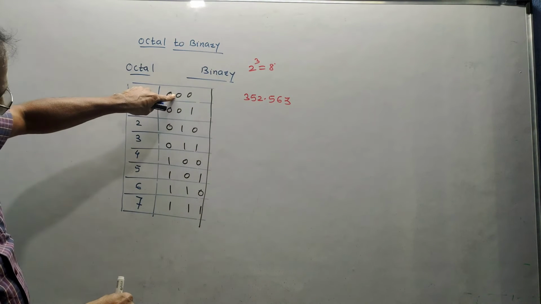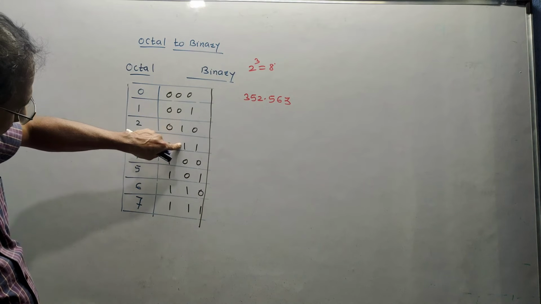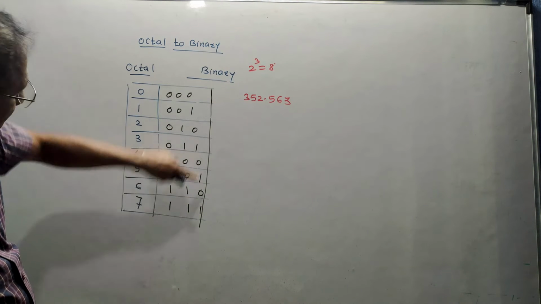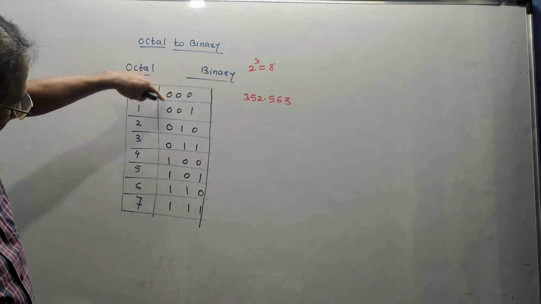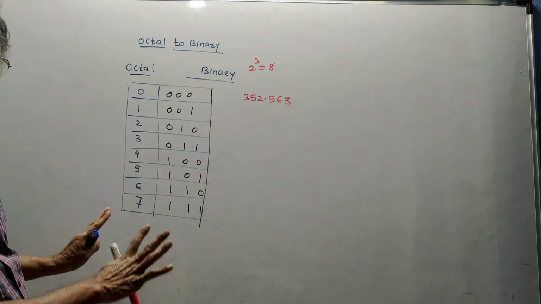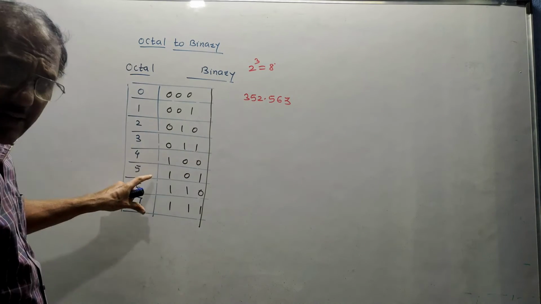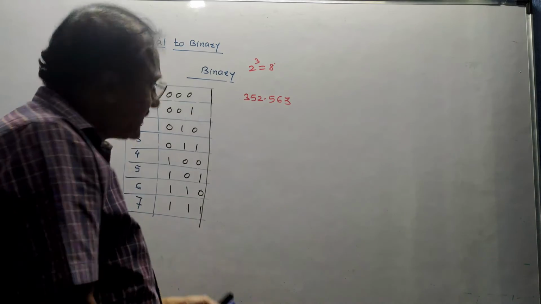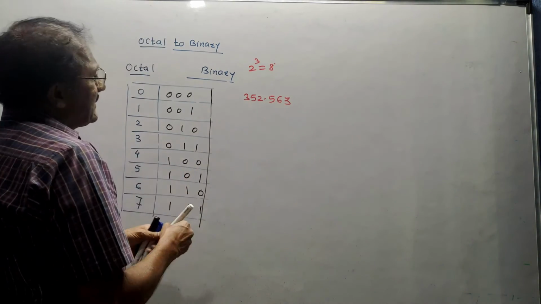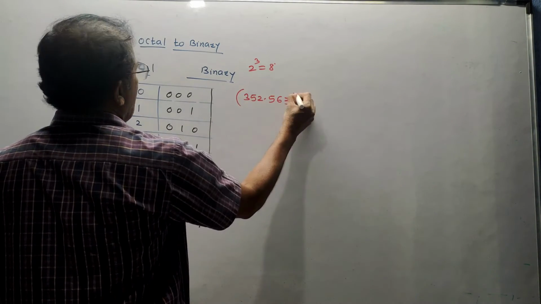Then the second column, this column: 2 times 0, 2 times 1, 2 times 0, 2 times 1. Next column, this column: 4 times 0, 4 times 1, and so on. That's it. If you know this table, conversion is pretty simple. Suppose I want to convert this number. This is the given number, which is an octal number.